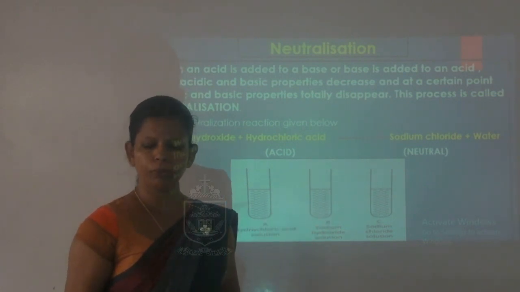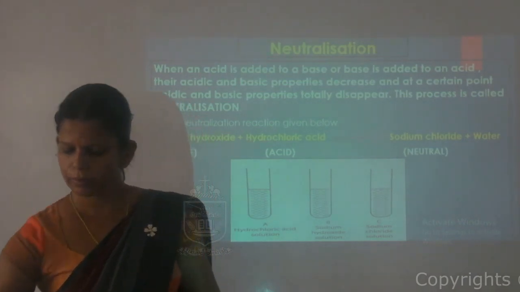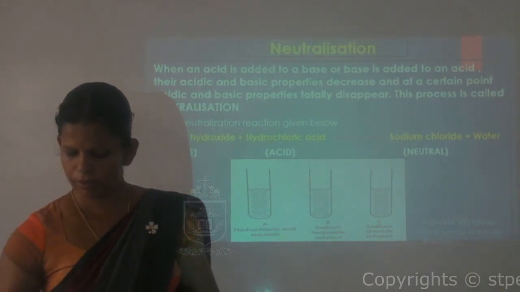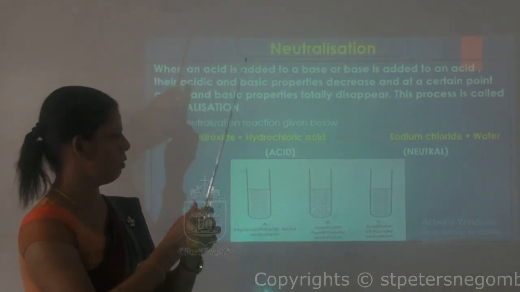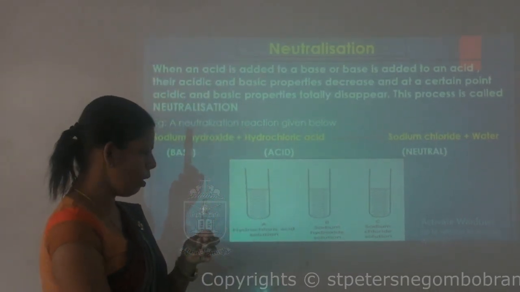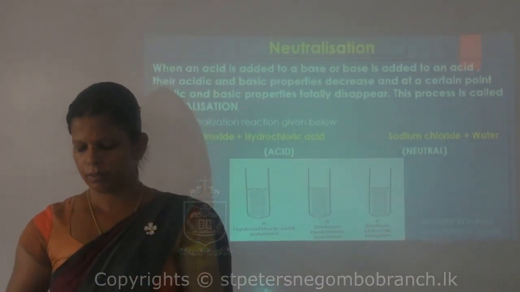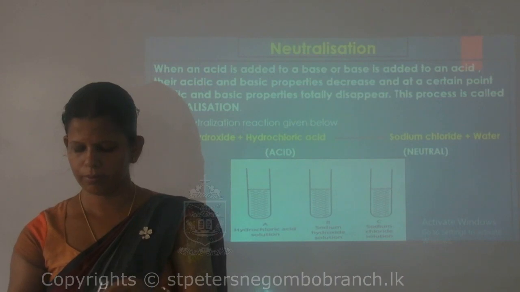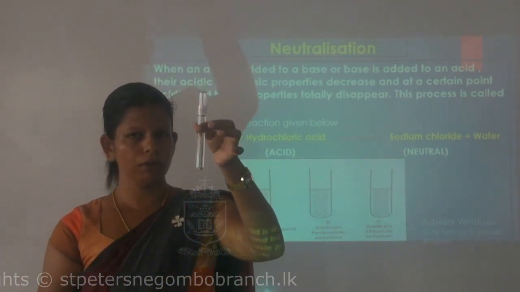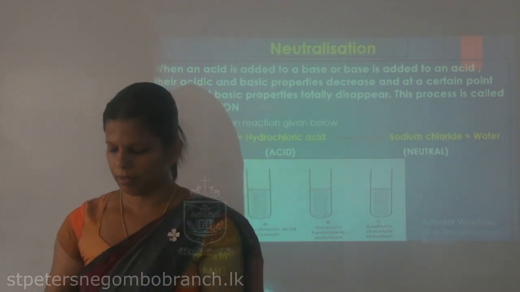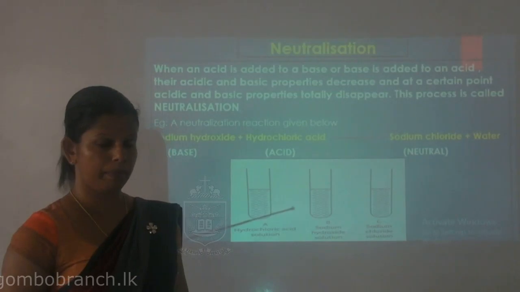So I am going to prove this. We can take sodium hydroxide. You know, sodium hydroxide is a strong base. You can see that. Then I am taking dilute hydrochloric acid. That is a strong acid. The other thing that I am going to use to explain the neutralization reaction is an indicator.